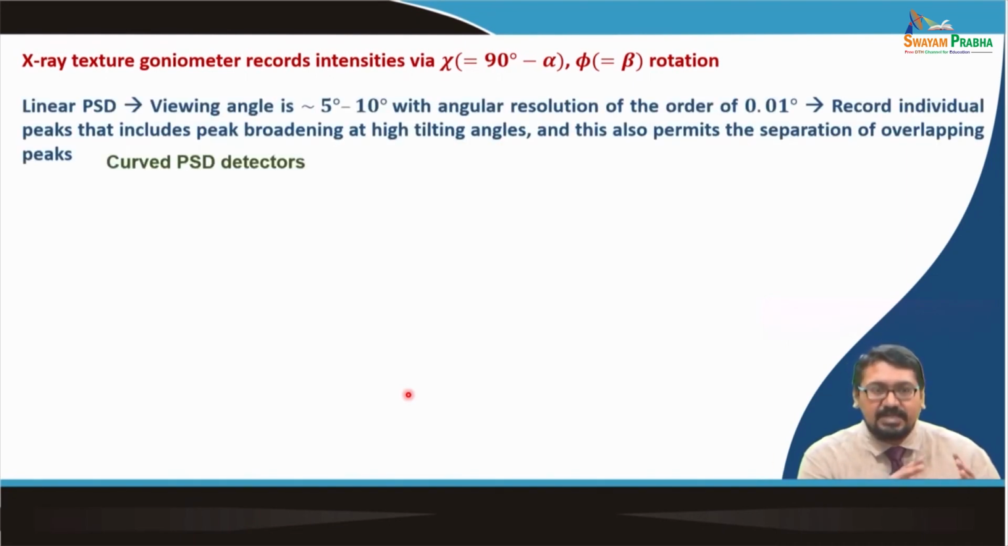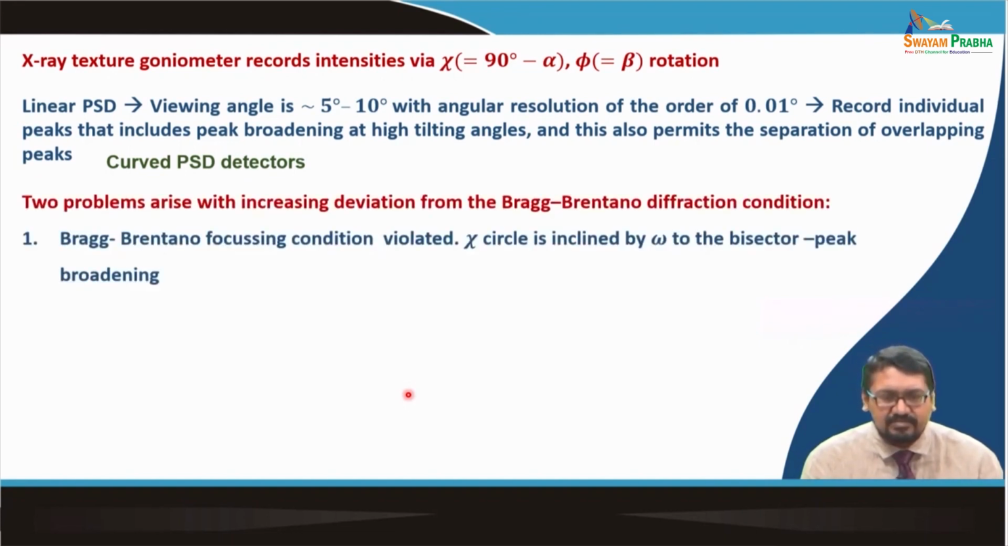So, basically a linear position sensitive detector has a viewing angle of 5 to 10 degrees and it must have a very good angular resolution of 0.1 degrees, so that it can record individual H1 K1 L1, H2 K2 L2, H3 K3 L3 for theta 1, theta 2, theta 3, all different Bragg angles for these 3 different HKL planes, and this must include the peak broadening at high tilt angles and also should provide the separation between the overlapping peaks.